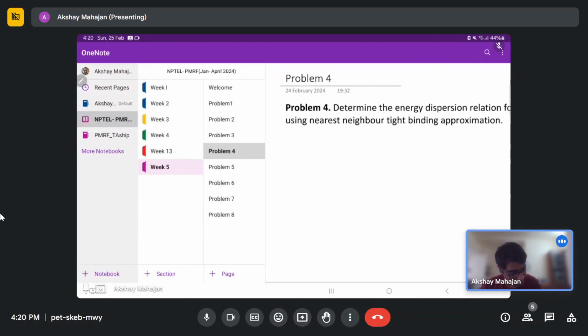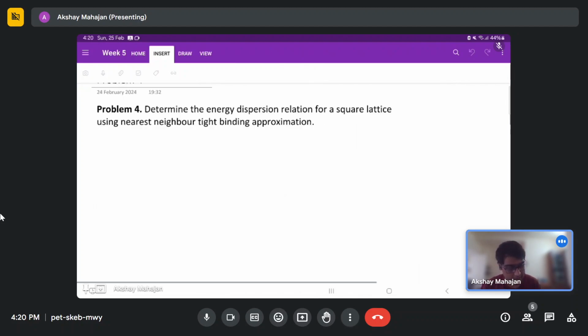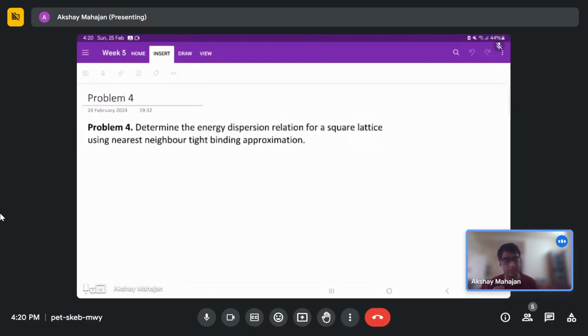So let's go to problem number 4. In problem number 4, we have to determine the energy dispersion relation for a square lattice using the nearest neighbor tight binding approximation. In the lecture, the tight binding approximation was done for the 1D case. In today's session we will see a lot of tight binding examples. We will try to cover all of them. We will see the 2D and the 3D cases basically. So let's start with the first 2D case, which is a simple square lattice.